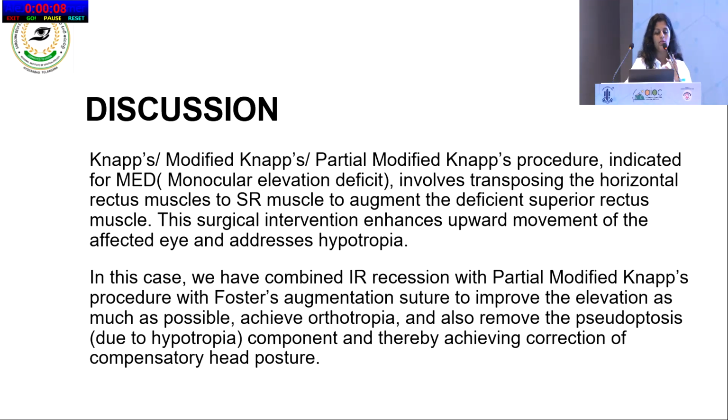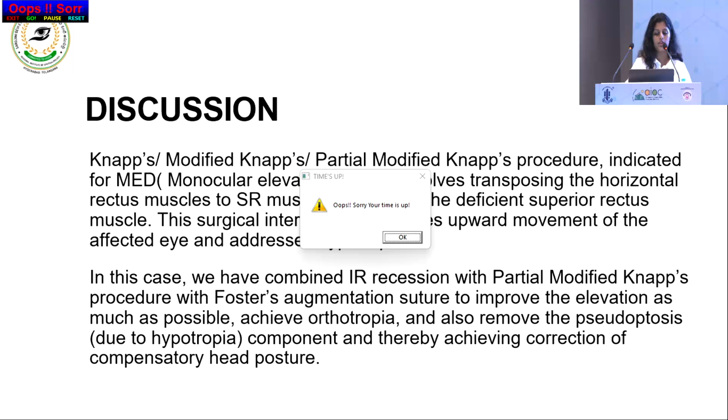So basically Knapps or modified Knapps is done for monocular elevation deficit and it involves the horizontal rectus muscle being transposed to the SR muscle. But here we have tried it for congenital third nerve palsy and we have achieved orthotropia and also removed the pseudoptosis.